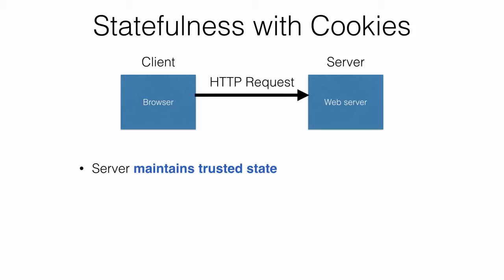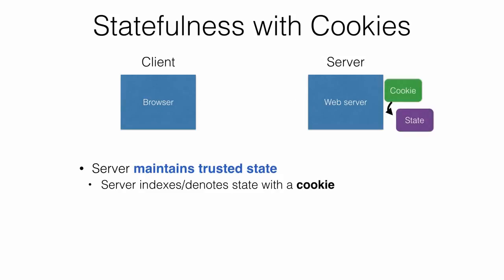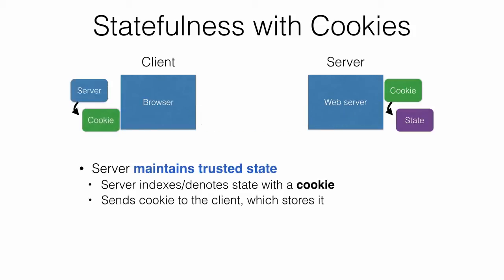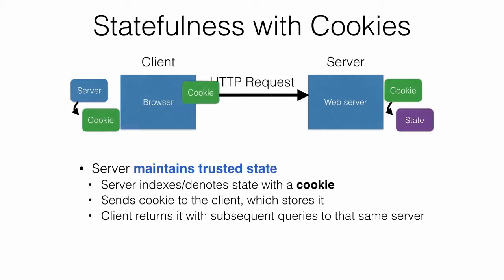So we can solve these problems by using what are called cookies. Just like with capabilities, the server will maintain some trusted state, and that state will be indexed by a cookie rather than a capability. Just as with hidden form fields, the server will send along cookies along with any responses, and the client will then store them locally. When the client reconnects to the server, they will send the cookies in response.